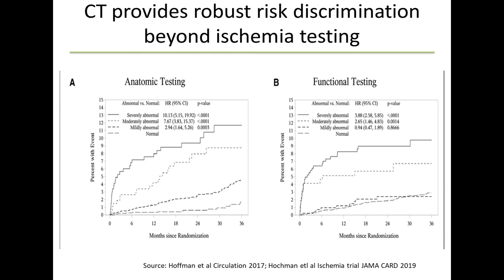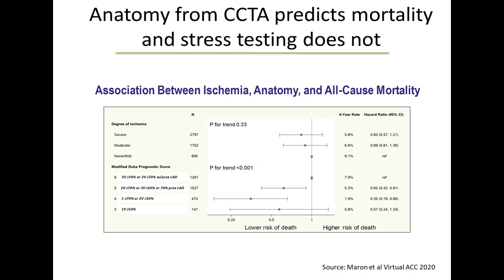As well, I would just highlight some data that was presented at the virtual ACC this year. This is by David Maron and Judith Hochman, as well as Harmony Reynolds from the ISCHEMIA trial, highlighting that the extent and severity of the anatomical disease by CT in the ISCHEMIA trial closely correlated with downstream mortality. On the other hand, the extent and severity of the stress testing abnormality exhibited no relationship with downstream mortality. So the anatomy on CT was strongly predictive of downstream mortality. Very important prognostic information identified in a non-invasive way from CT angiography.